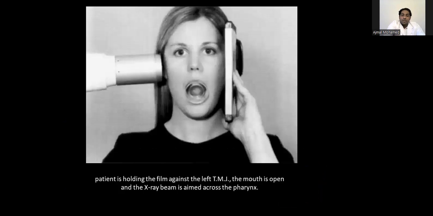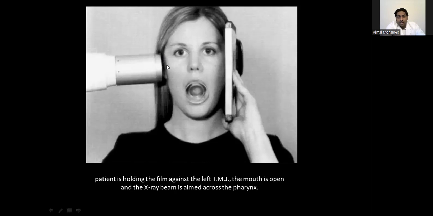Now I'll show you the image. You can see the patient. This is an open mouth technique. The patient is sitting in a mouth open position, and the cassette is placed on one side, and on the opposite side, the X-ray tube is placed. And you can see that the X-ray tube is placed a bit closer to the skin.